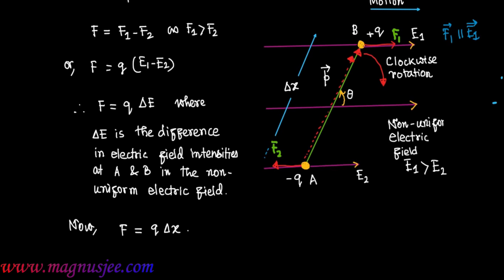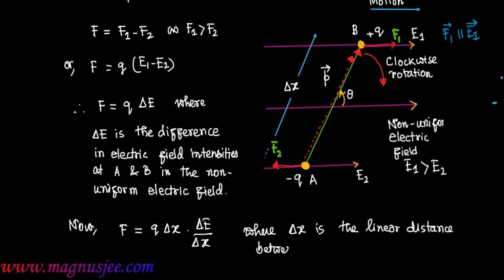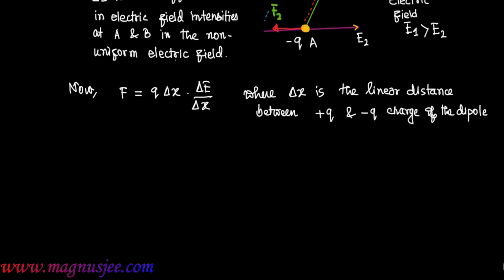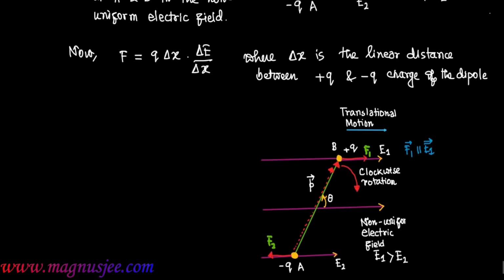Now, F equal q delta E by delta x, where delta x is the linear distance between plus q and minus q charge of the dipole. So we can consider the diagram again. Delta x is the linear distance between A and B, or length of the dipole AB.